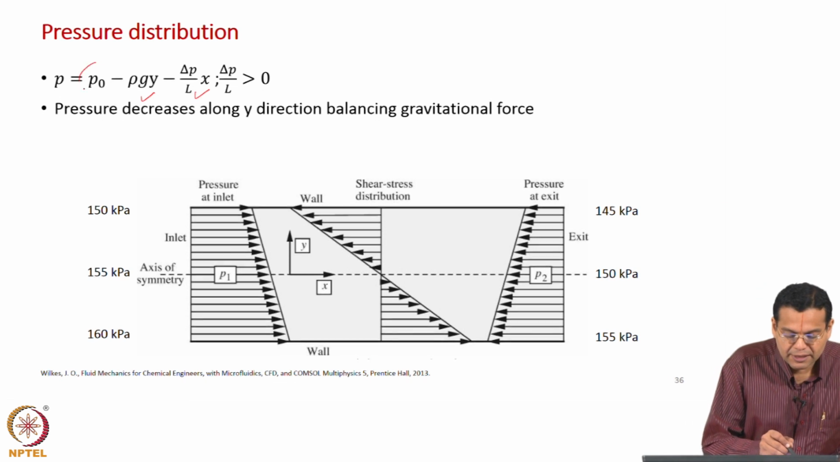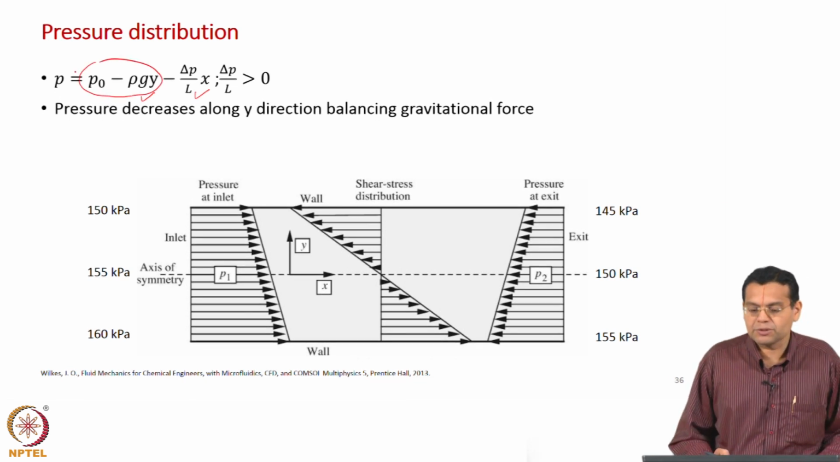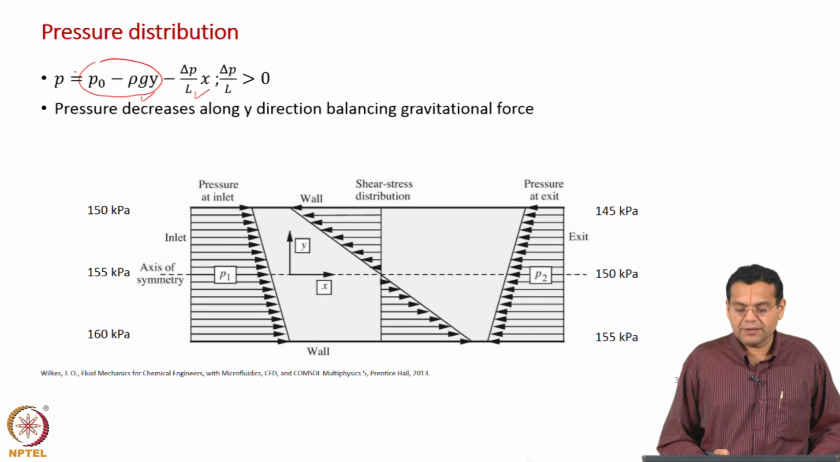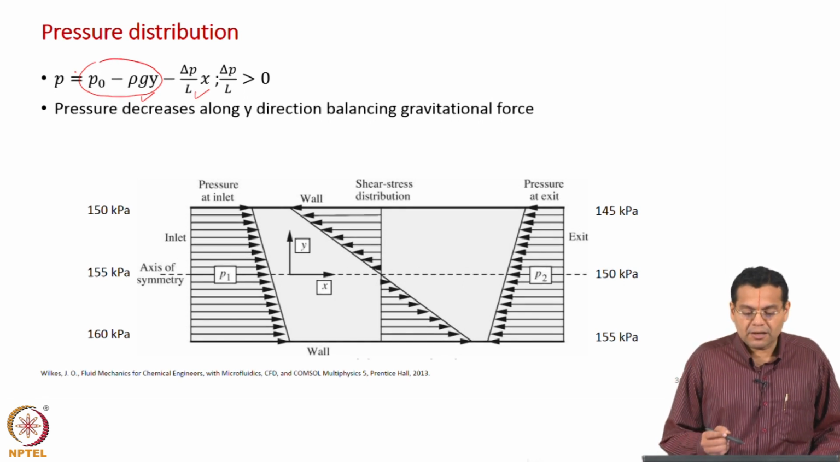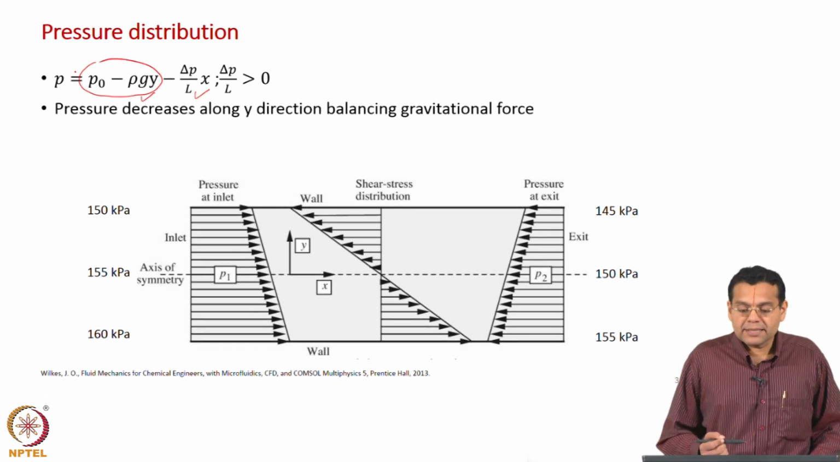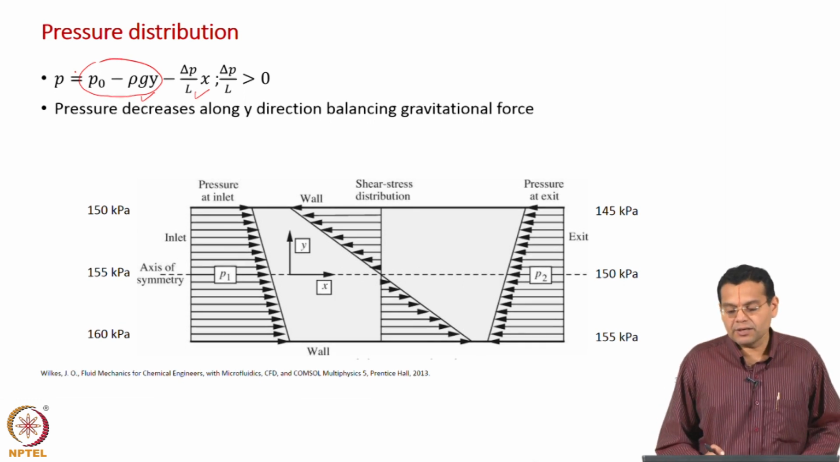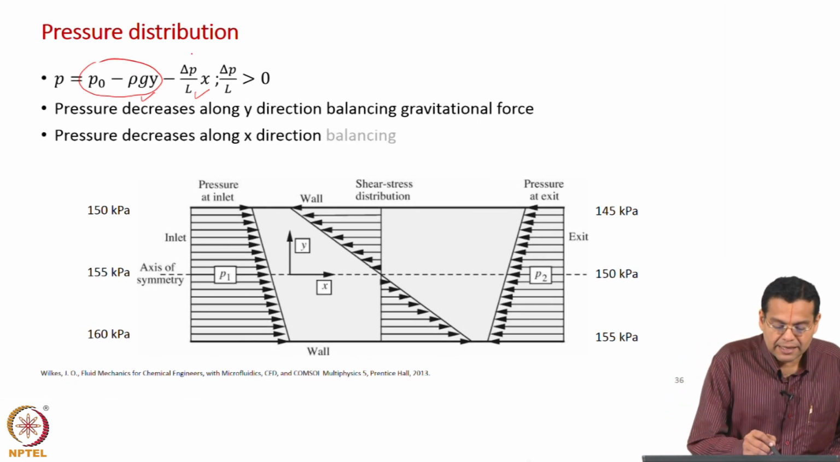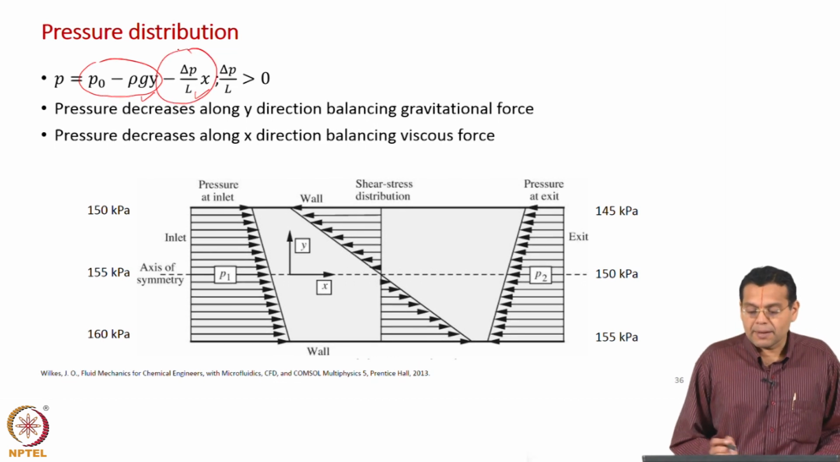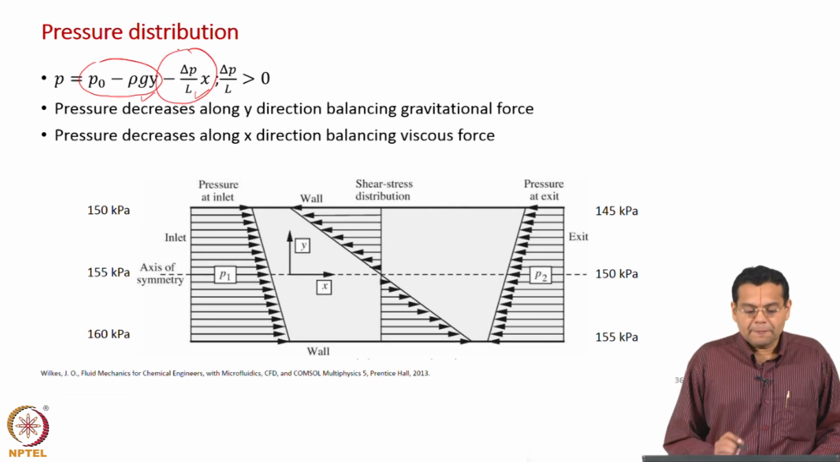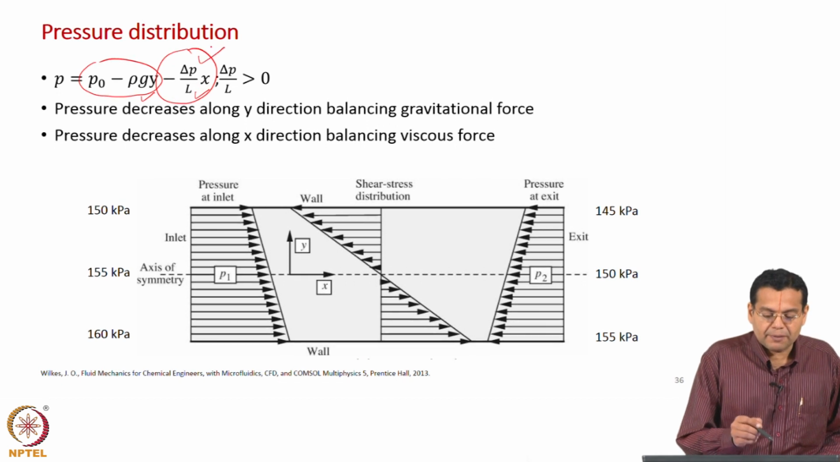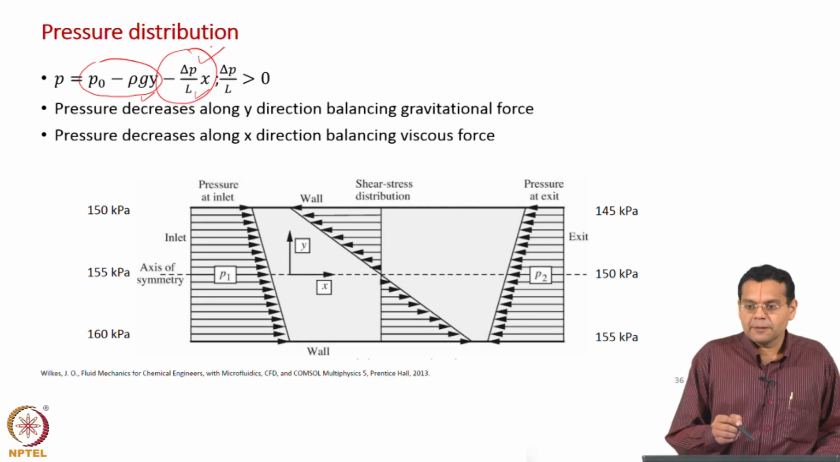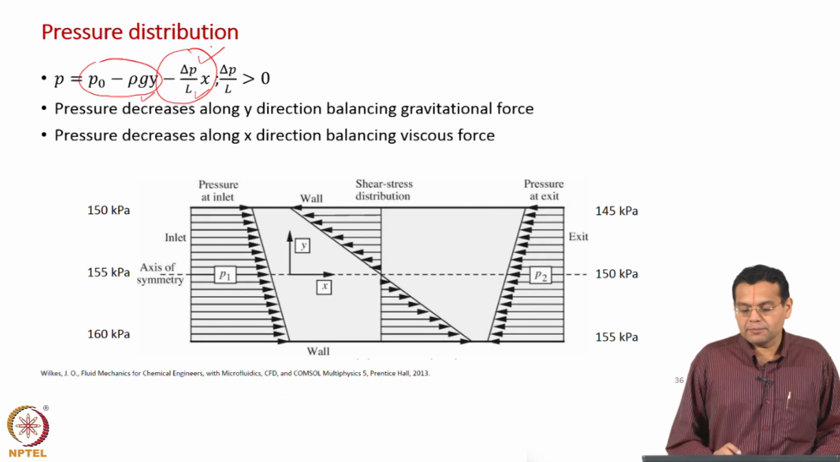Earlier we had only these two terms, P naught minus rho g y, and that is why I am writing that term first. So, pressure decreases along y direction balancing gravitational force. This is same as what we had seen for planar Couette flow. Now, for Poiseuille flow, pressure decreases along x direction also balancing viscous force, okay. And that is clear from here. We have minus delta p by L into x, delta p by L is positive, remember, okay.